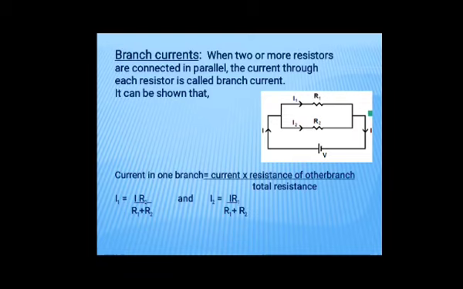Let us try to apply it to I1. So I1 is equal to what? Main current, main current is I, times resistance of the other branch, which is R2, divided by total resistance R1 + R2. Similarly, for I2, it is I2 = I R1 divided by R1 + R2. So you can remember the branch current formula to calculate I1 and I2. It will help us to solve problems.